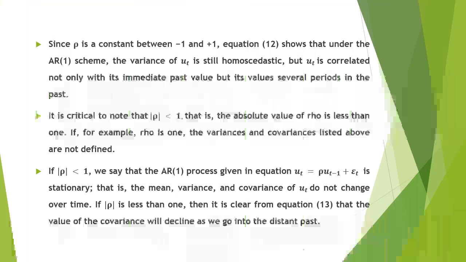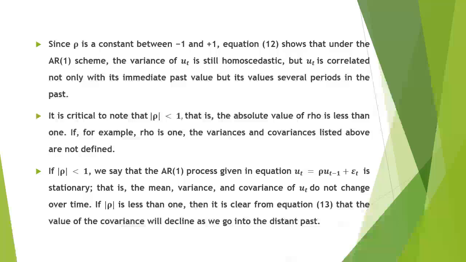Since rho is a constant between minus 1 and plus 1, equation 12, that is, variance is equal to sigma square divided by 1 minus rho square, shows that under the autoregressive of order 1 scheme, the variance of the error term is still homostochastic. But the error term is correlated not only with its immediate past values, but with its values several periods in the past.